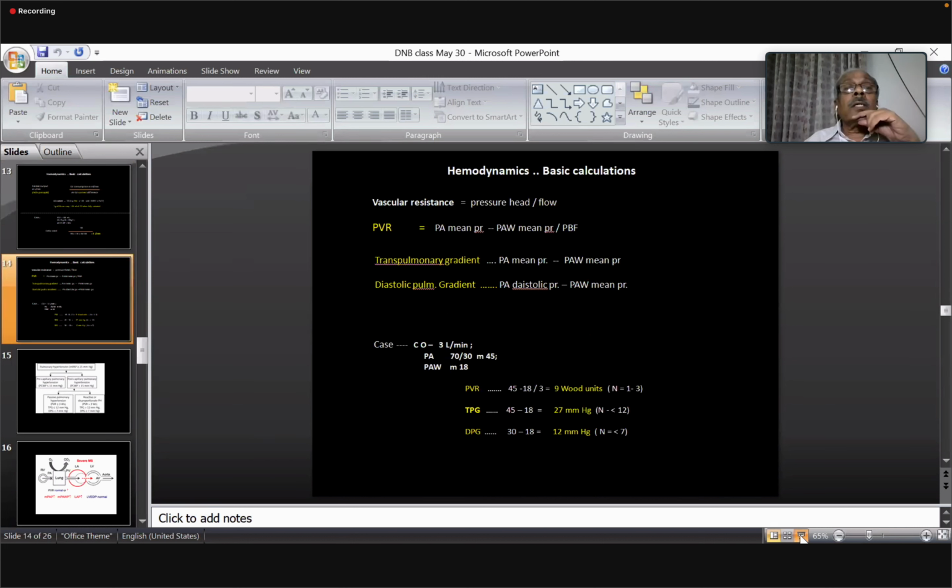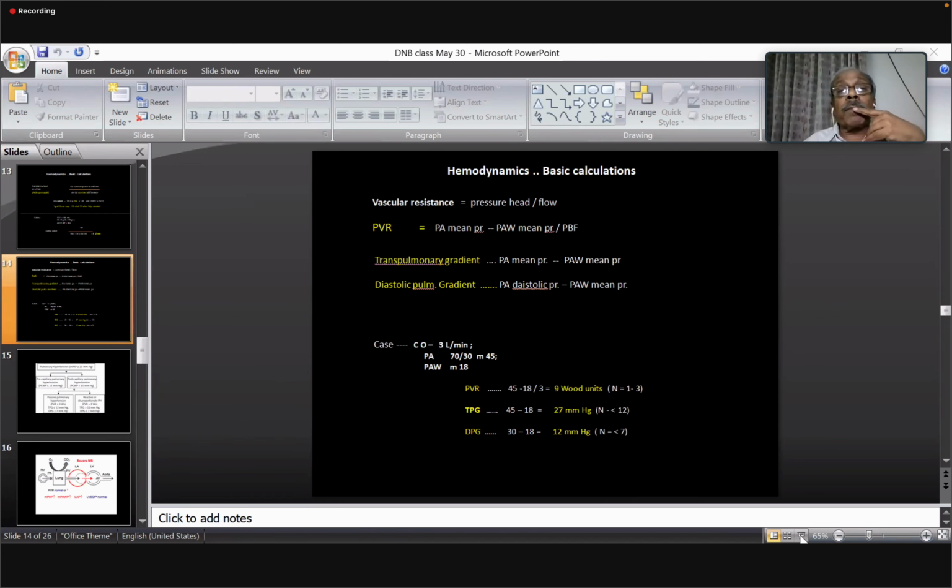Okay. Now the resistance. You have found that the PVR: pulmonary artery mean is 45. The pulmonary artery wedge is 18. That is the difference, 27 divided by 3. That is 9 Wood units. Normally it is 1 to 3. Transpulmonary gradient is the pulmonary artery mean, that is 45, minus the pulmonary artery wedge mean, which is 18. That is 27 millimeters. Normally it is less than 12.